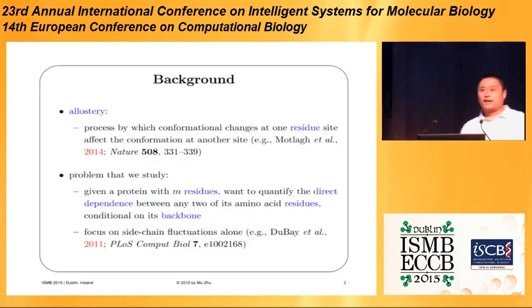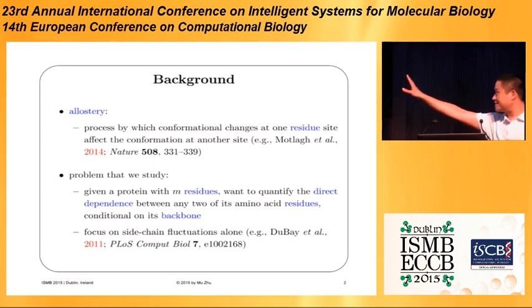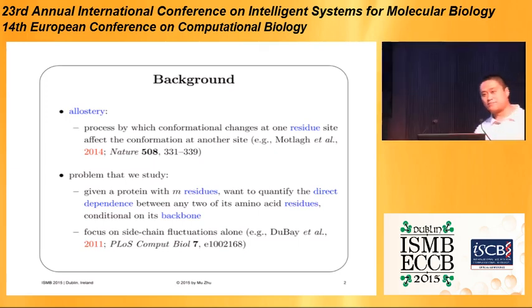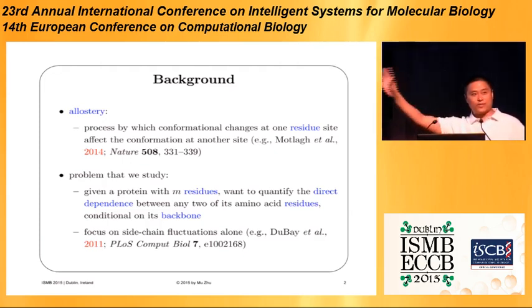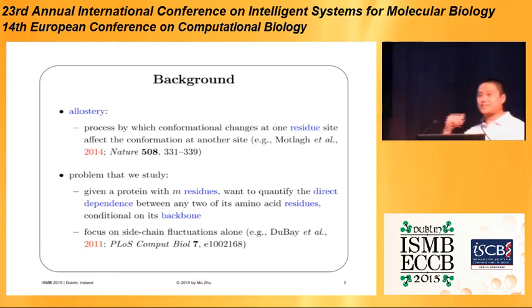When the problem was presented to me, we wanted to quantify direct dependence between two residues in the protein. And I was told that this is important for biology because it is deeply related to the allostery process. Allostery is the process which describes a change in conformation in one position. How does that affect changes in another position? So in order to understand this process, we'd like to computationally characterize direct dependence.